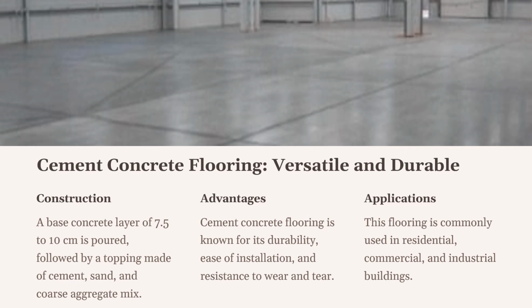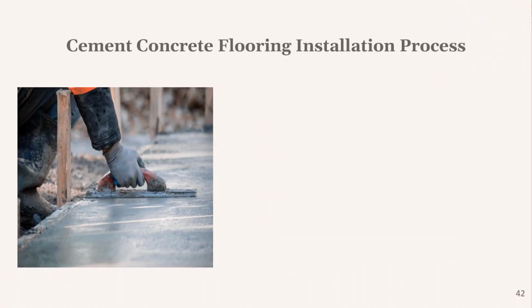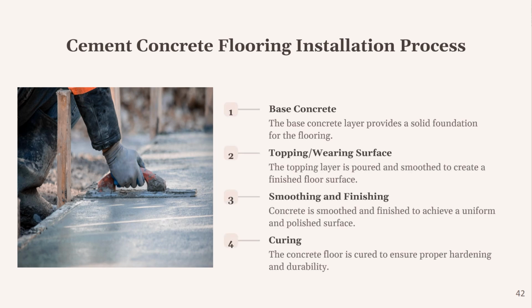The topping is a mixture of 1 part of cement, 2 parts of sand and 4 parts coarse aggregate. It is poured in square or rectangular panels, often 1 by 1 or 2 by 2 meters in size. Before pouring each panel, a slurry of neat cement is applied to ensure a strong bond with the base. After pouring, the concrete is spread evenly and smoothed out with wooden floats to bring the cream, that is a smooth surface layer of concrete, to the top.